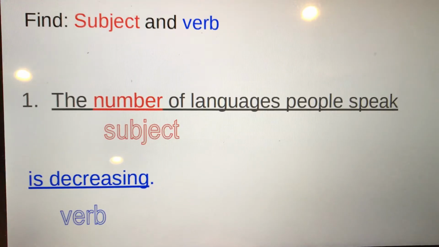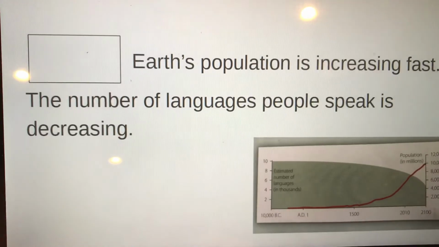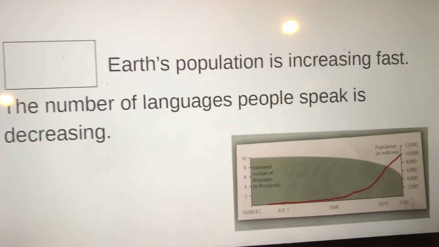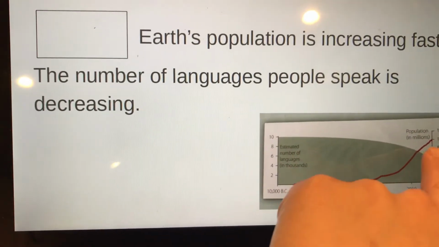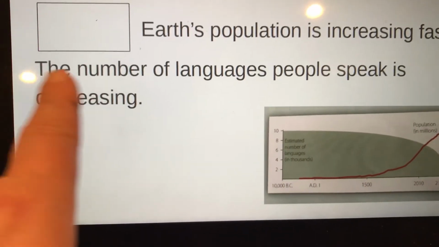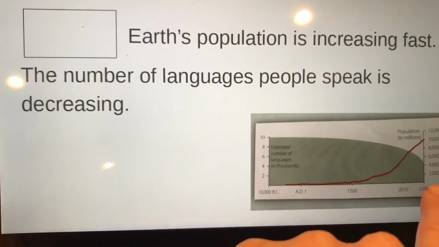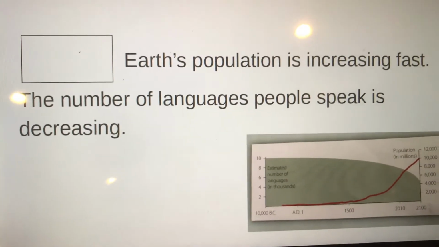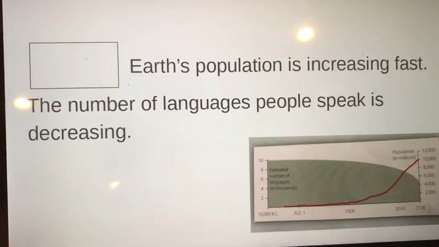Now, can I put these two sentences together? Yes, into one sentence. So now I have two clauses that I can put together. So I'm going to start with Earth's population is increasing fast, and we remember that was the line on our graph here. The number of languages people speak is decreasing. That's the sentence expressing this graph here. Now I can join these sentences into one by putting a special word in here. Can you think of a word I could use?